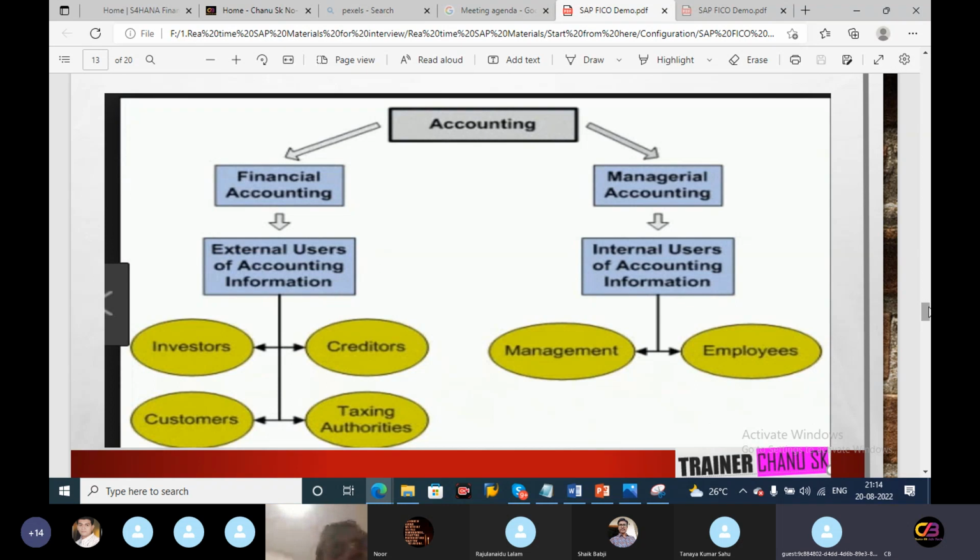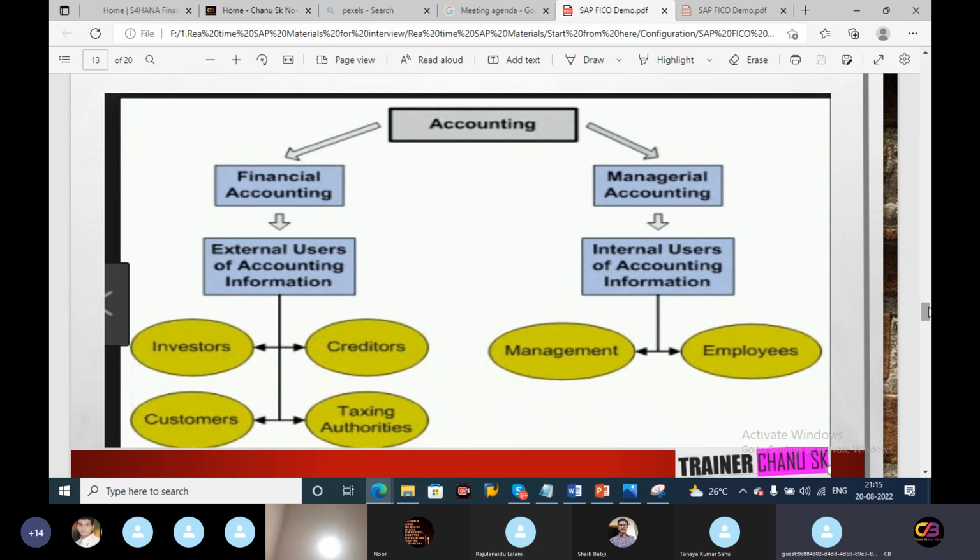So managerial accounting's main focus should be management and employees only. No external person comes into this picture. Finance is different: everyone can view the financial reports, like the profit and loss account and balance sheet. Investors, creditors, customers and even tax authorities can view the financial reports. These are all external users.